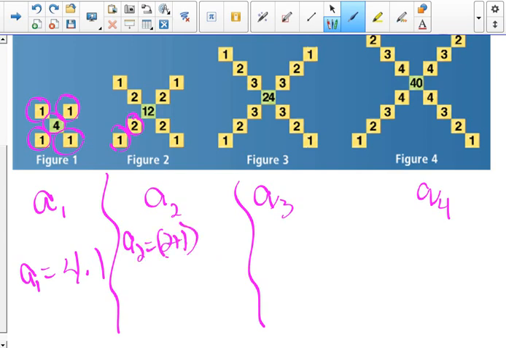Plus 1, sorry. Actually, let me rewrite that because I want it to be the same on all of these. So it's going to be equal to 4, because we have 4 of these legs that are all the same: 4 times 2 plus 1. And for the third figure, what can we say?